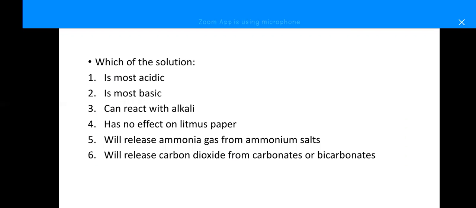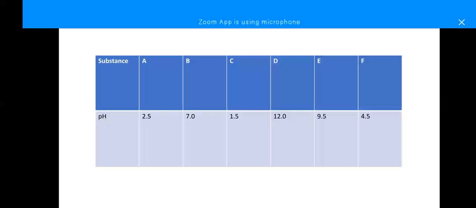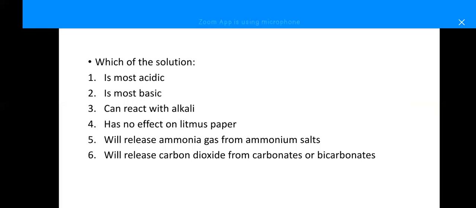Okay. Then 4, which solution has no effect on litmus paper? Someone says B. B, very well. B is neutral because it has a pH of 7. So it has no effect on litmus paper. The answer is B because it's neutral in nature.